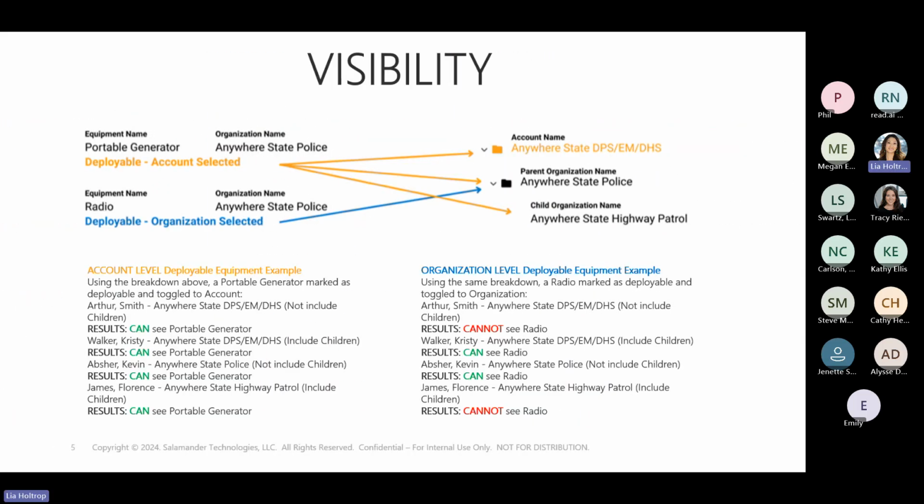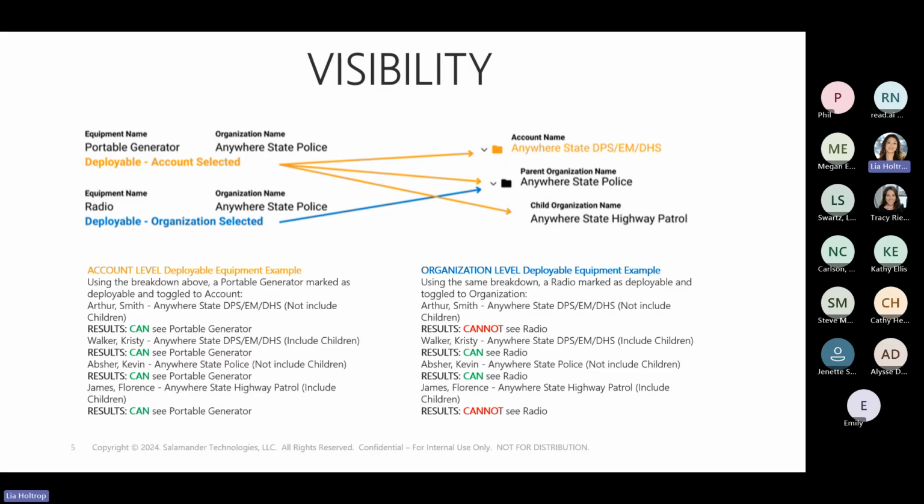So why is the organization hierarchy important when it comes to a user's visibility of deployable equipment? Well, any deployable equipment toggled to account will be viewable by the account in all organizations, including any children. And when we say children, we mean child organizations or sub-organizations. Deployable equipment toggled to organization will be viewable only by the organization assigned to that equipment.